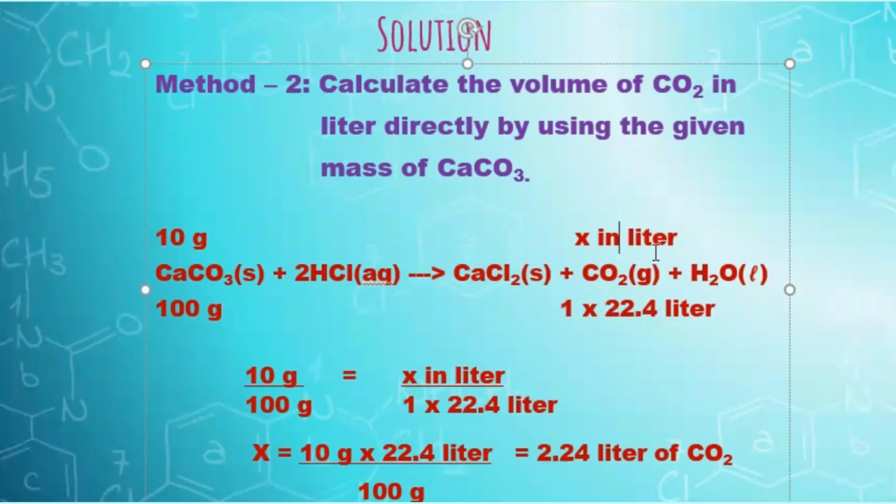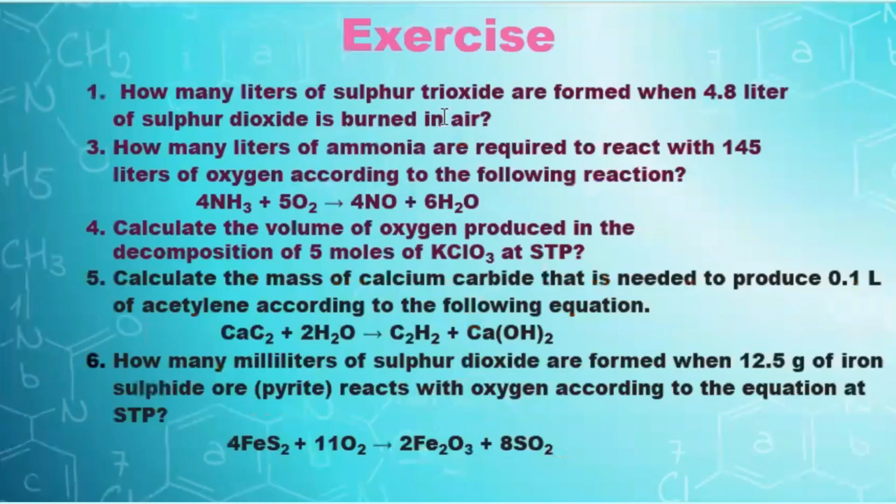Mass ratio, volume ratio. 10 grams over 100 grams equals X in liters divided by 1 times 22.4 liters. This gives X equals 10 grams multiplied by 22.4 liters divided by 100 grams. Gram is cancelled by gram, which equals 2.24 liters of carbon dioxide produced. This is the second method. This is an exercise for you.